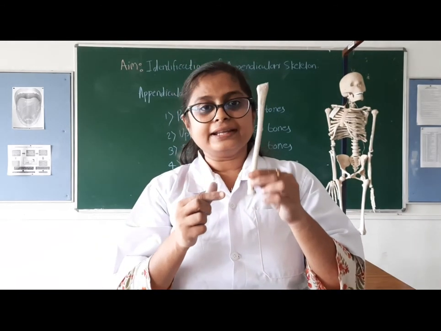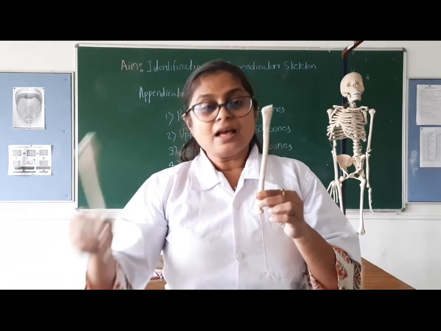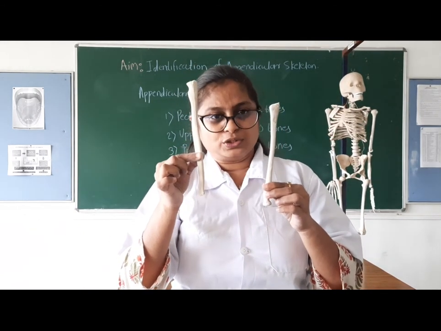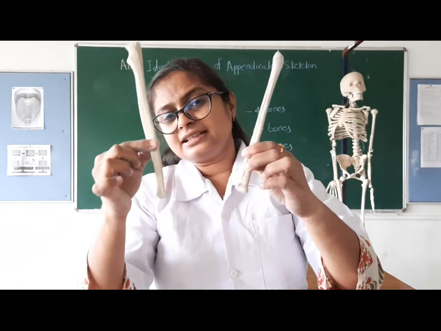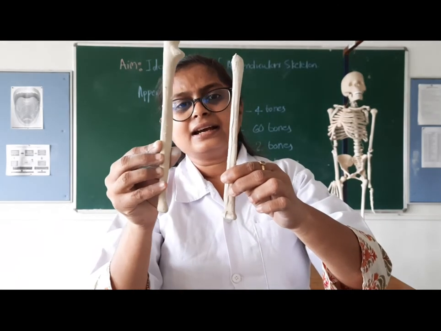Now next one is the radius. Okay, the radius contains again 2 bones. Next one is the ulna. The ulna has 2 bones. These are the radius and these are the ulna. See the difference. These are the radius, okay, and these are the ulna.